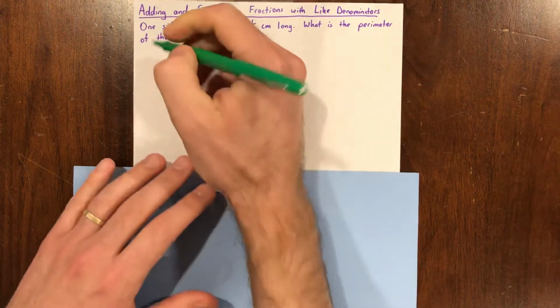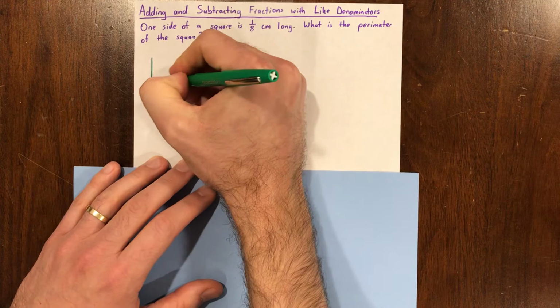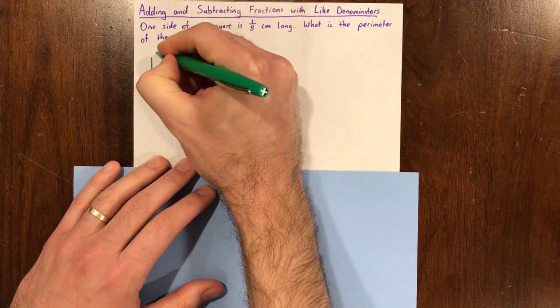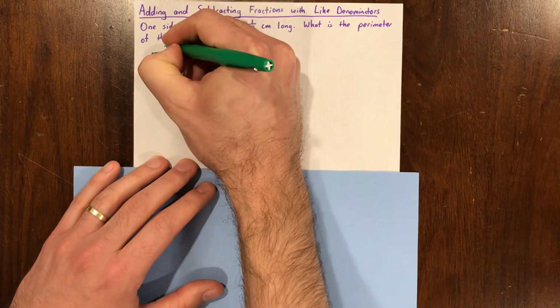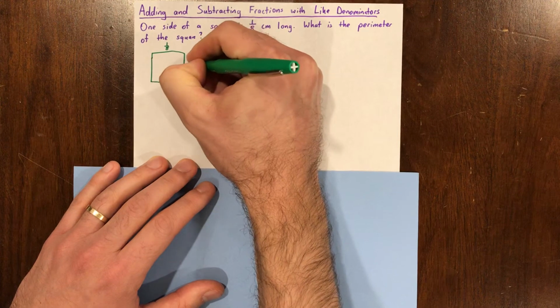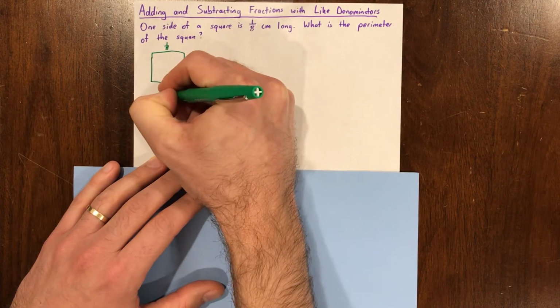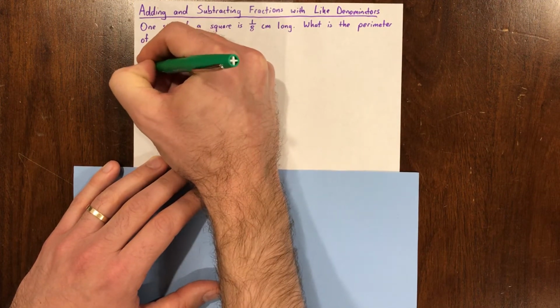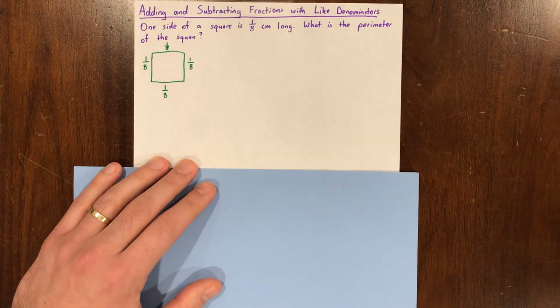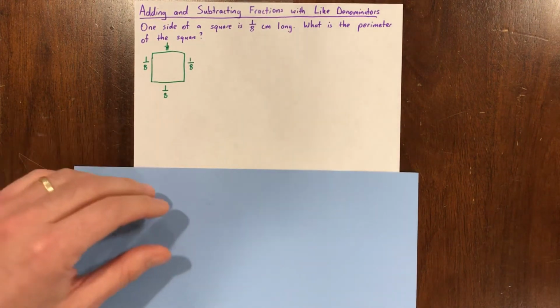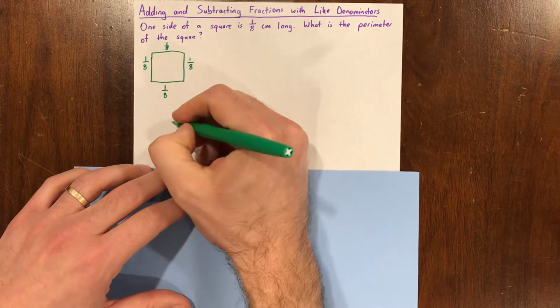Right. We could draw a picture of a square and label each side 1/8. On a square, we know all the sides are the same length. We could also write a number sentence, right?